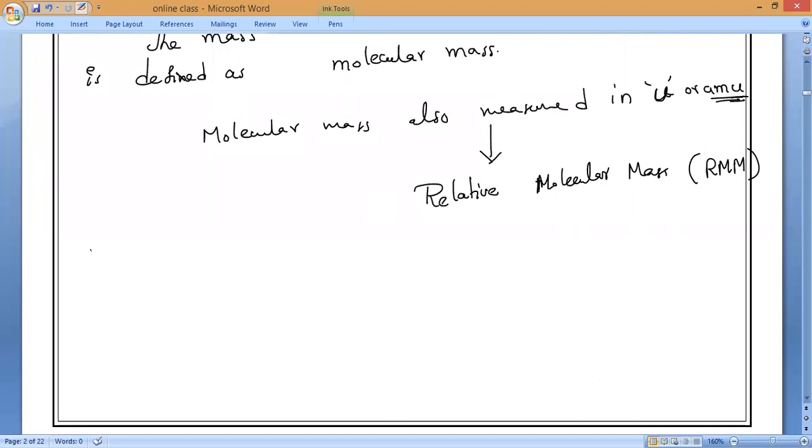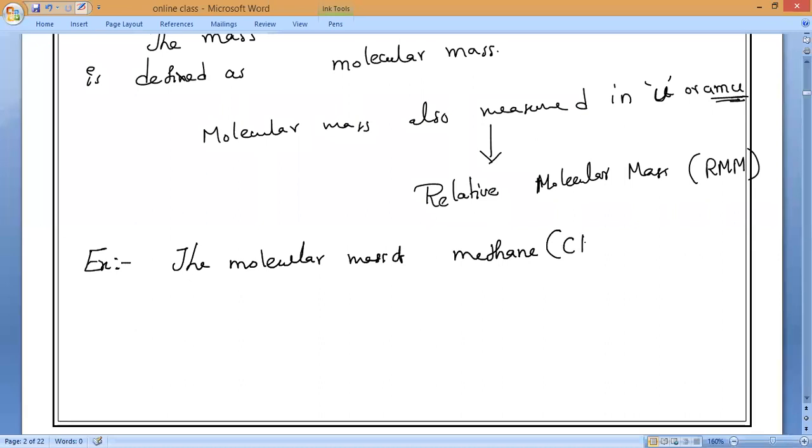For example, if you take the molecular mass of methane, write it. Can anybody tell me the methane formula? CH4. The molecular mass of CH4 is 16 u, or we will say 16 AMU, your choice. U means basically unified mass, or atomic mass unit. That is what you have to remember.